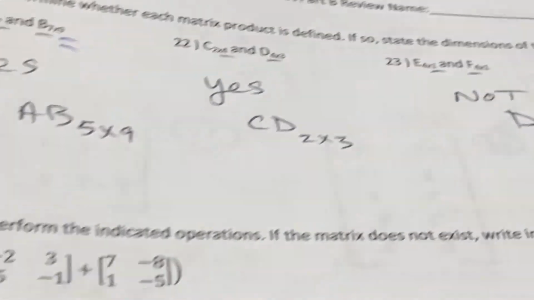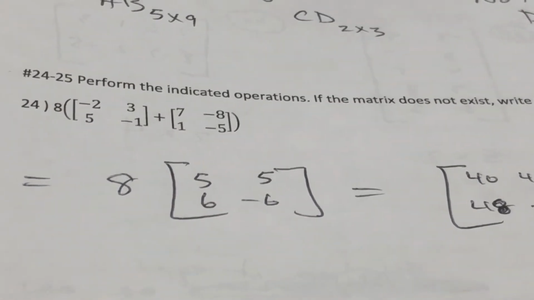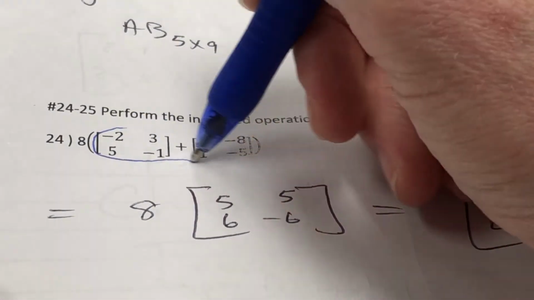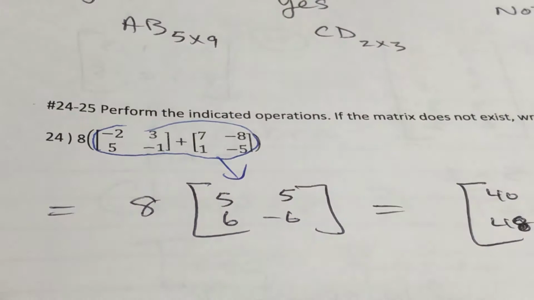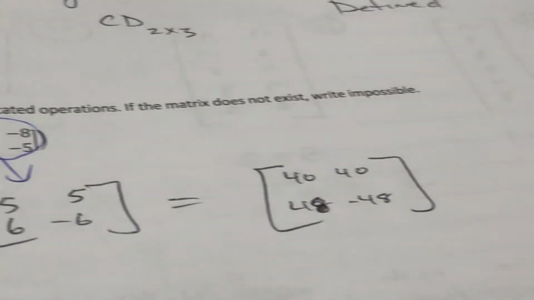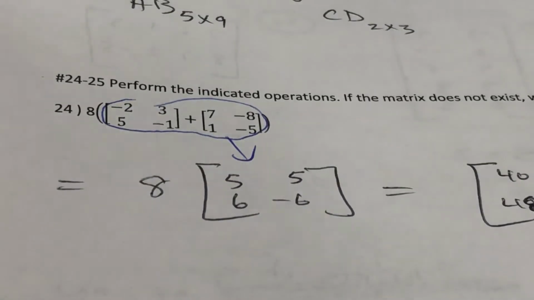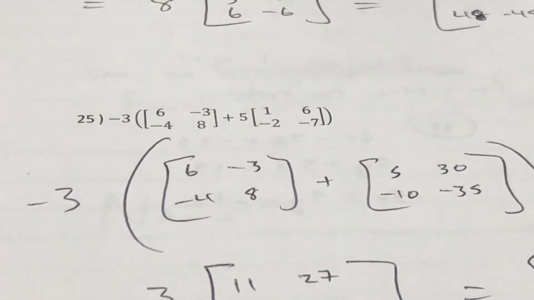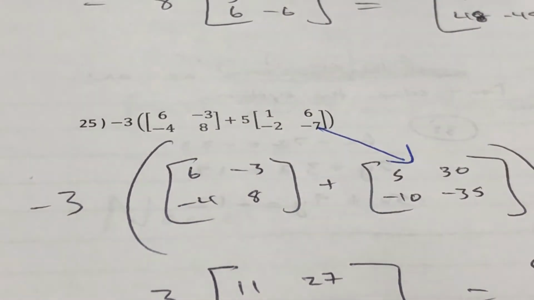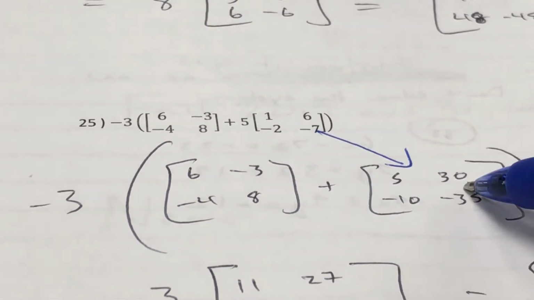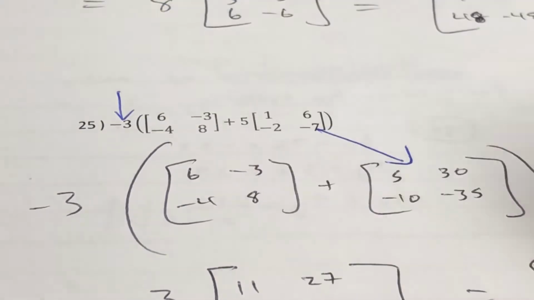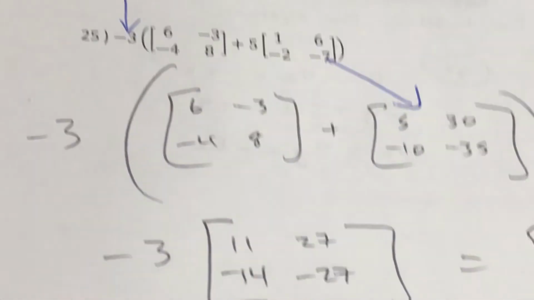Not defined. All right, 24, what you're going to do is put these 2 together and then multiply everything in it by 8. So you're going to add up those 2 matrices and multiply everything in it by 8. Sweet. Whoa, 25, a lot going on. So first off, you need to multiply everything. Just think about the order of operations. You multiply everything in this matrix by 5. Then you're going to add those 2 matrices together. And then finally, you can multiply everything by -3.